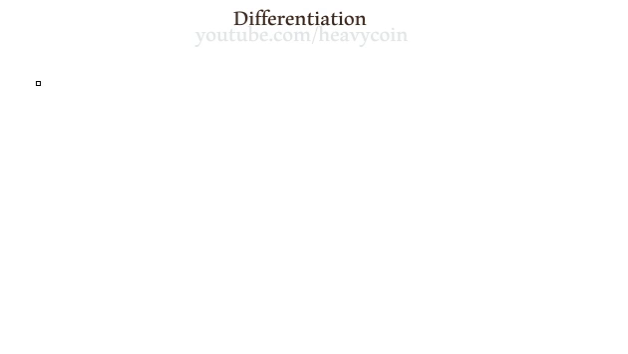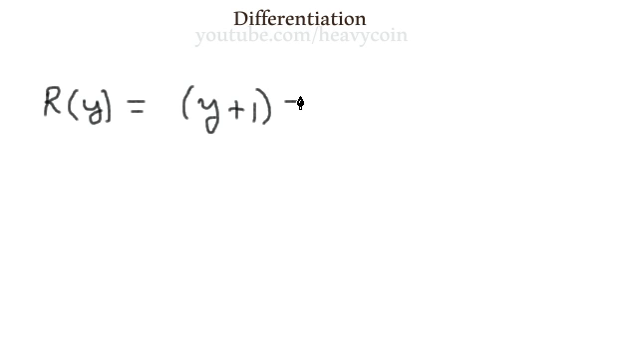Alright, moving right along. Let's see here. How about we have, let's name our function r. How's that? R of, we'll use some different letters this time. R of y. So we're going to have y plus 1 and e to the square root of y.